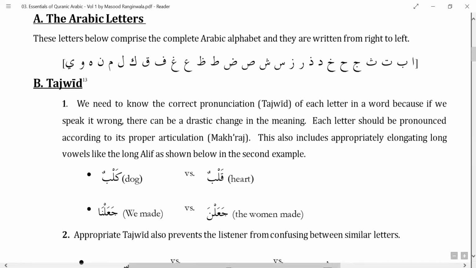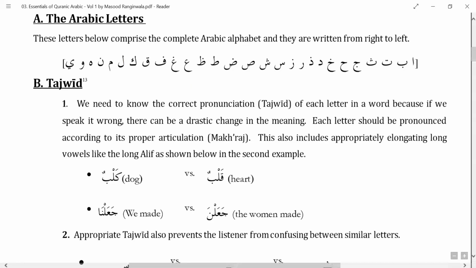Like for example, if you look at these two letters, qaf and kaf, they are not the same, they are unique. I told you every alphabet is unique. So over here, the whole word, all the signs, everything is the same except for those two alphabets. But if I say qalbun, it means heart, whereas if I say kalbun, it means dog. So there is a huge difference if I just change the letter qaf to kaf or kaf to qaf. So whenever you're reciting, be sure your pronunciation of the alphabet is proper.